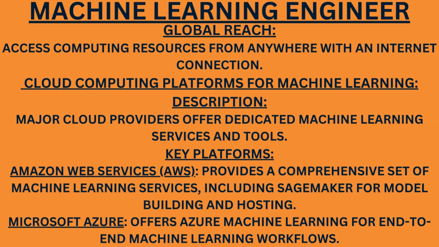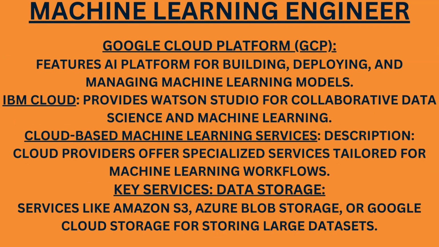Key platforms: Amazon Web Services provides a comprehensive set of machine learning services, including SageMaker for model building and hosting. Microsoft Azure offers Azure Machine Learning for end-to-end machine learning workflows. Google Cloud Platform (GCP) features the AI Platform for building, deploying, and managing machine learning models. IBM Cloud provides Watson Studio for collaborative data science and machine learning.